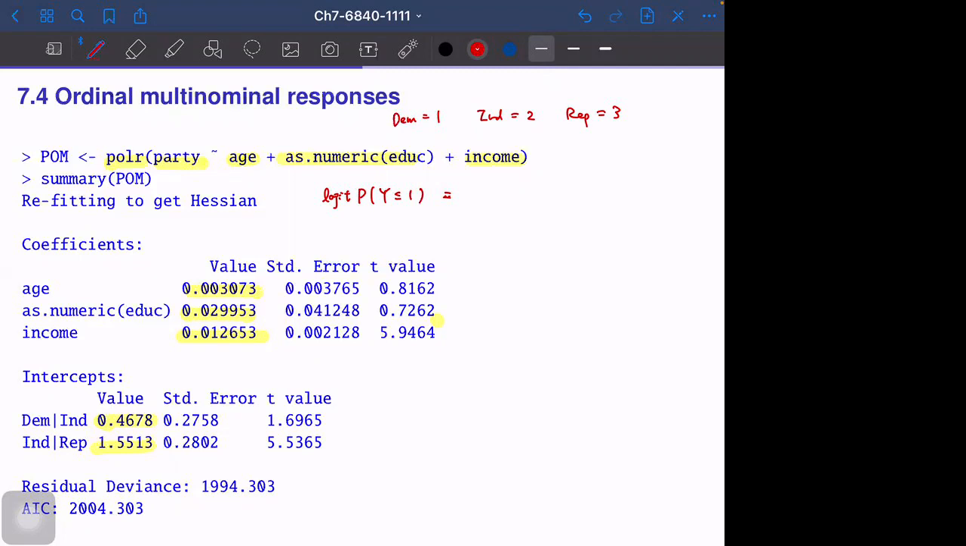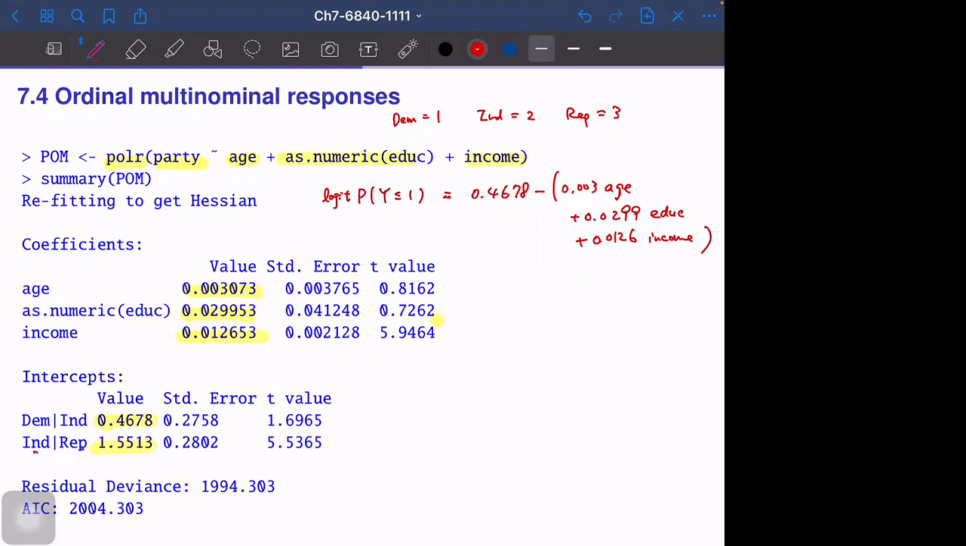The intercept is 0.4678, then minus these ones: 0.003 times age, plus 0.0299 times education as a numeric variable, plus 0.0126 times the income variable. So this is what this output means.